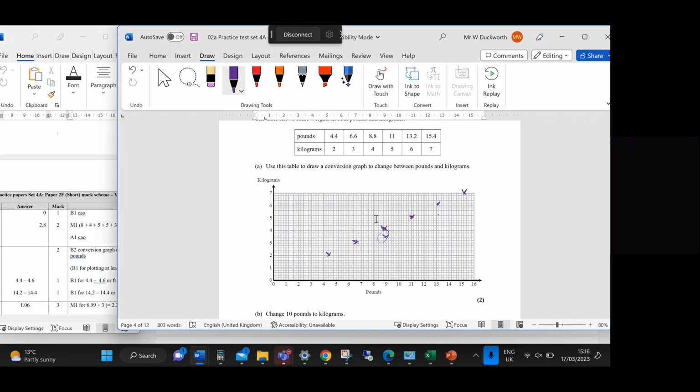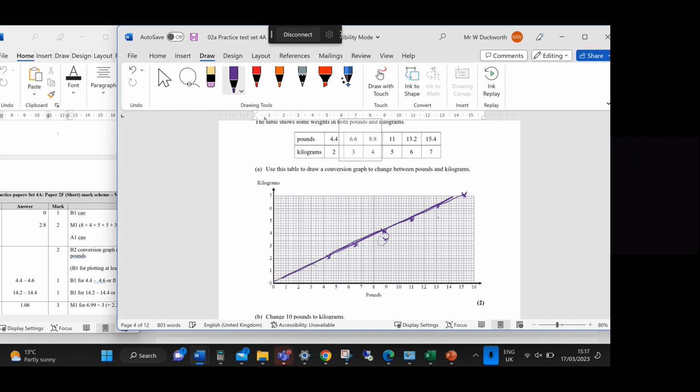So let's see whether I've got anything rulerish like on my table. May have to do. Or I'll keep the ruler that's in there. That's a bad looking line. Try that again. Again, my ruler isn't particularly good, but there we go. That's my rough conversion graph.